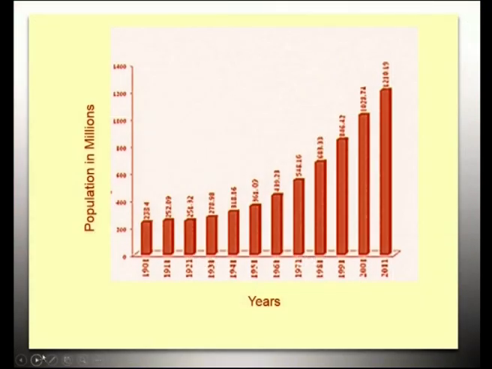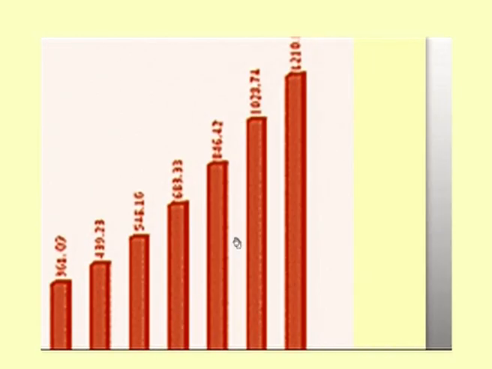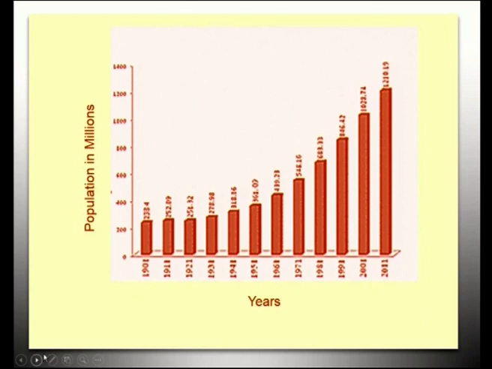This is the comparison of population in the years from 1901, 1911, 1921, 1931 etc. And 2011 is the highest population, 1210.19. The population growth chart is given here. Next, we have seen the various sources of demographic data in India. The first one we have seen is the population census.